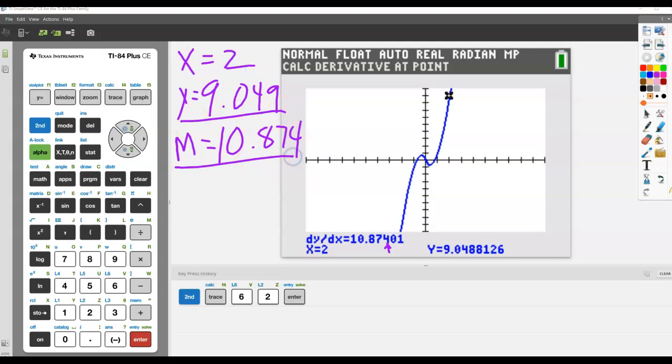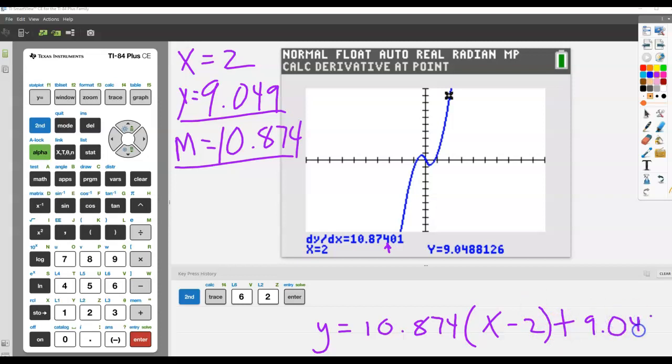We know this is the m value, which means that I also know now that the equation of this line would be as follows. y equals 10.874 times parentheses x minus 2, plus 9.049. And that would be the equation of my tangent line.